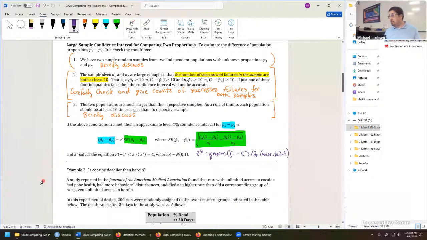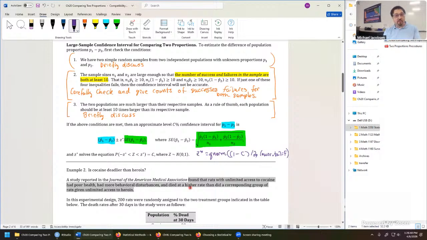So this is a real study reported in the Journal of the American Medical Association, and it found that rats, these are laboratory rats, with unlimited access to cocaine, had poor health, had more behavioral disturbances, and died at a higher rate than did a corresponding group of rats given unlimited access to heroin. So again, that's our specific context. If I had to guess which is more deadly, I probably would have said heroin. But in this context of unlimited access in a cage where the rats are placed, looks like cocaine was worse.